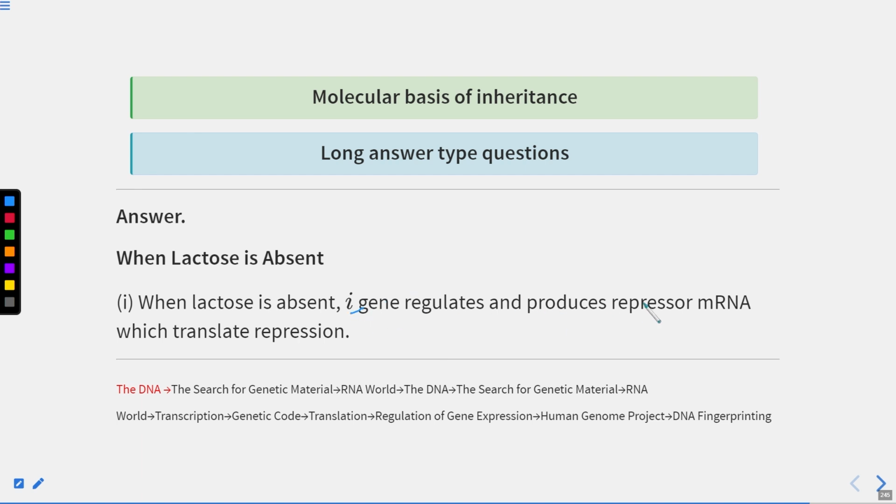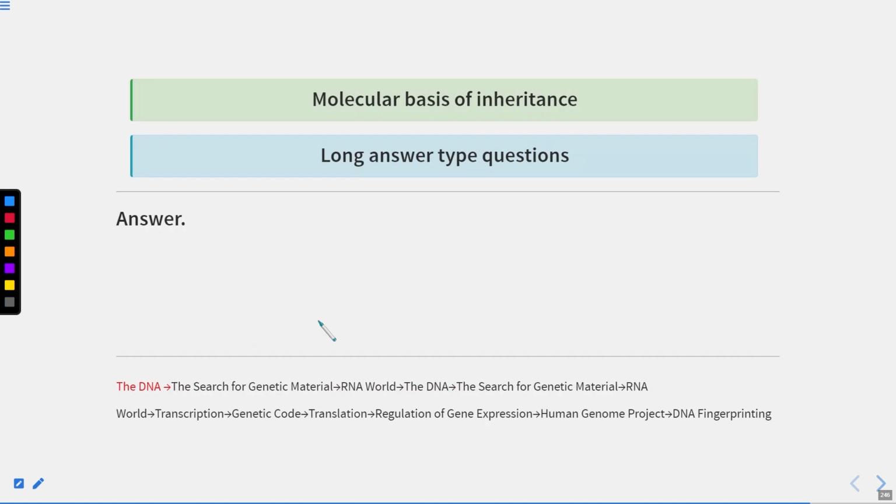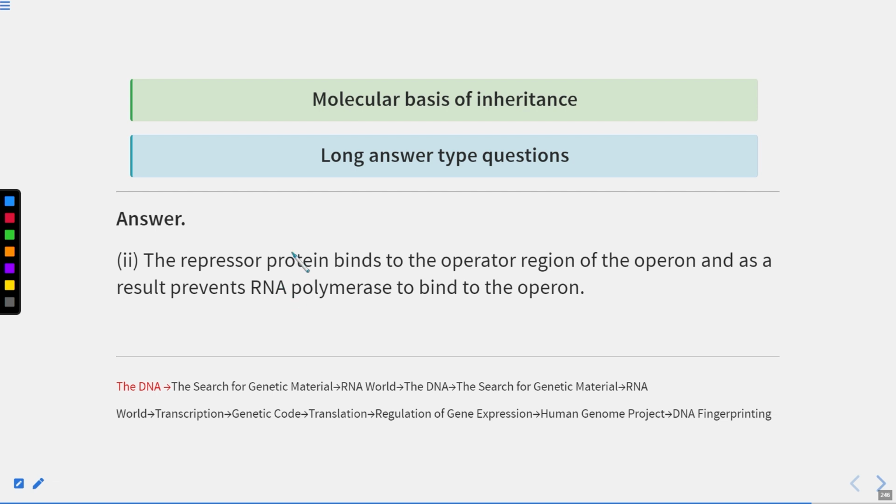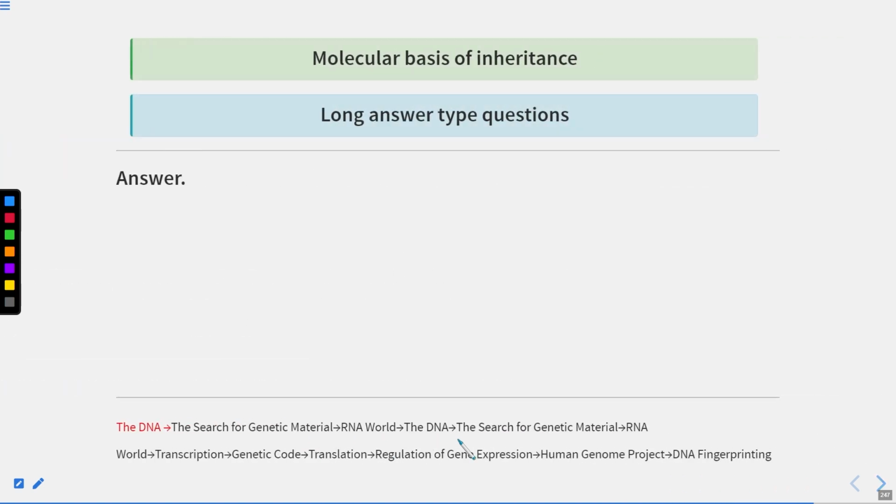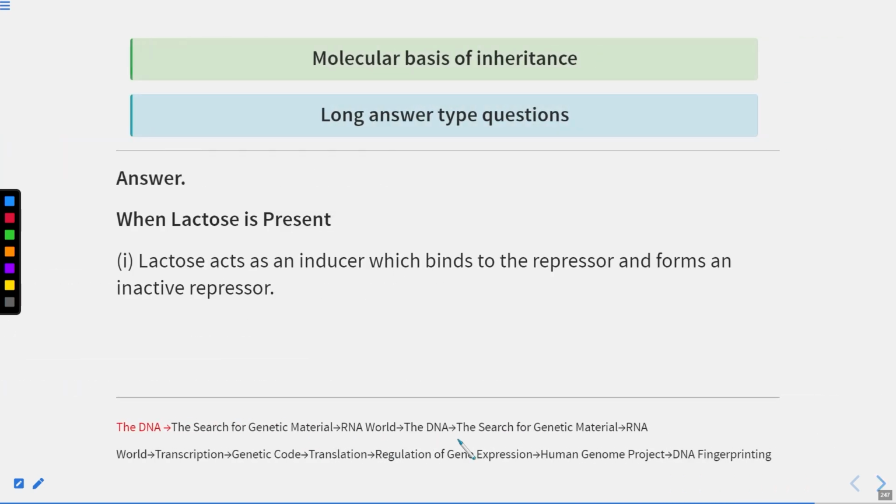When lactose is absent, the regulatory gene produces the repressor mRNA, which translates into repressor. So repressor protein is produced. Now, this repressor protein binds to the operator region of the operon, and as a result, prevents the RNA polymerase from binding to the operon. So this means the operon is switched off.